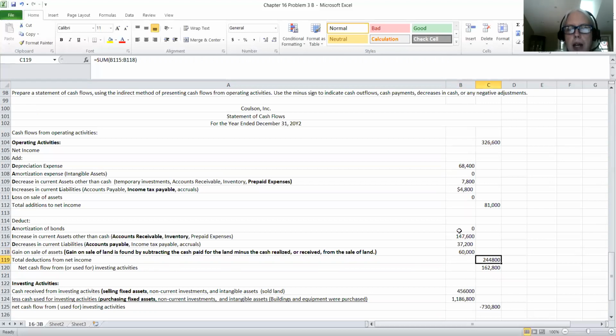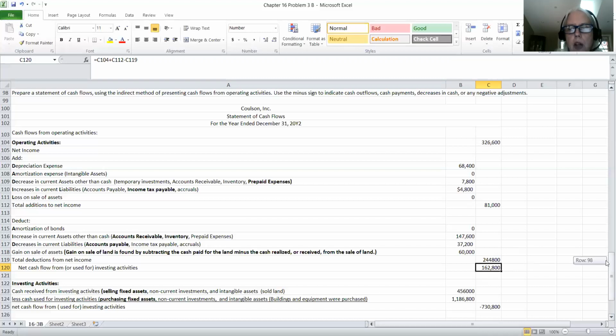Then we're going to combine all of these together. The total deductions to our net income is 244,800. So this is our net income. We're going to add back our additions and subtract our deductions to give us the net cash flow. Notice under the cash basis of accounting, the net income is now 162,800 after we've made adjustments for things that did not affect the cash during that period of time.